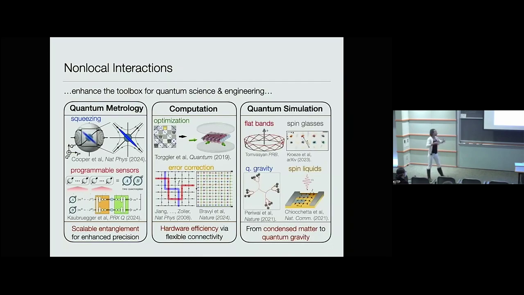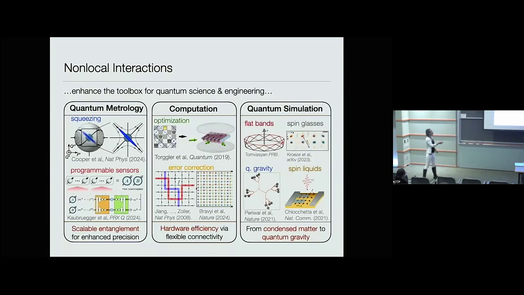And then another class of directions are in quantum simulation. You heard this morning about beautiful work on spin glasses from Ben Lev's group. I think folks in the audience, such as Sebastian Diehl, have thought about ways of using non-local interactions in a cavity to stabilize spin liquids. We've explored building exotic toy models of quantum gravity, and you heard about motivation for flat bands, which can be engineered with the help of having beyond nearest neighbor connectivity.